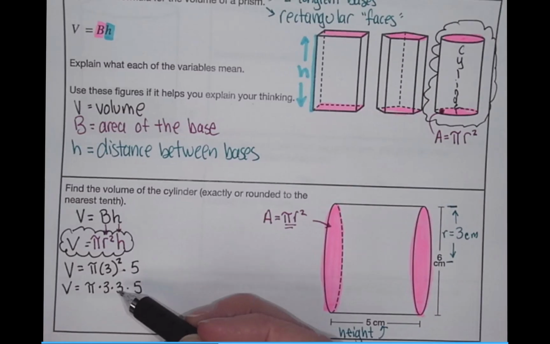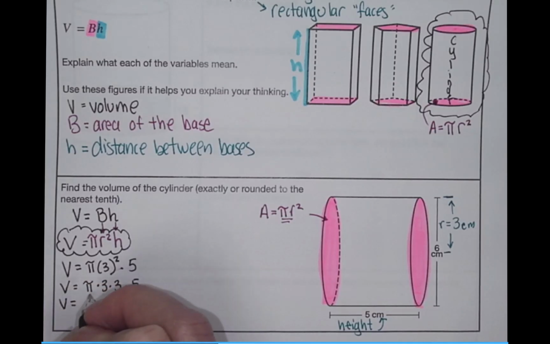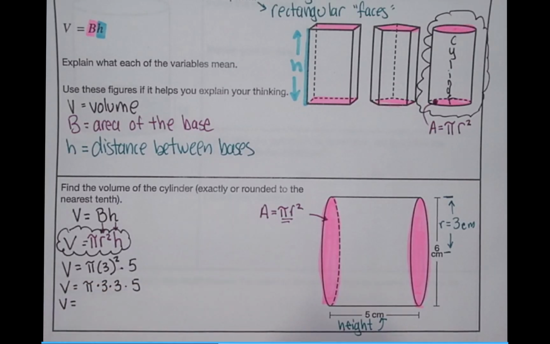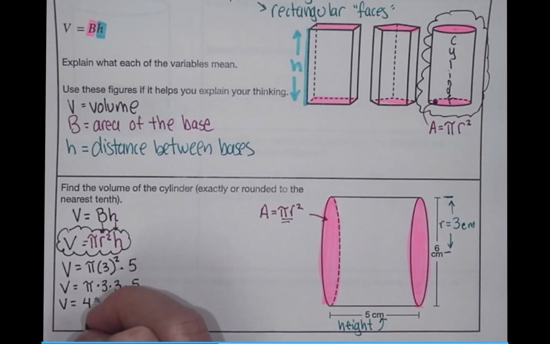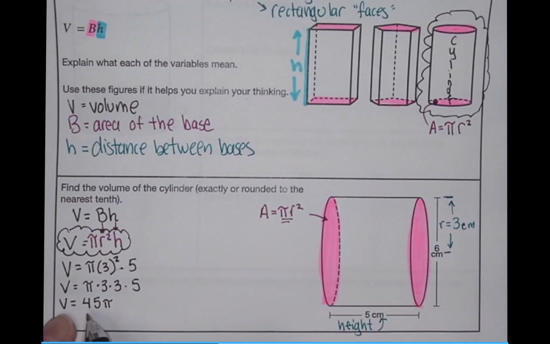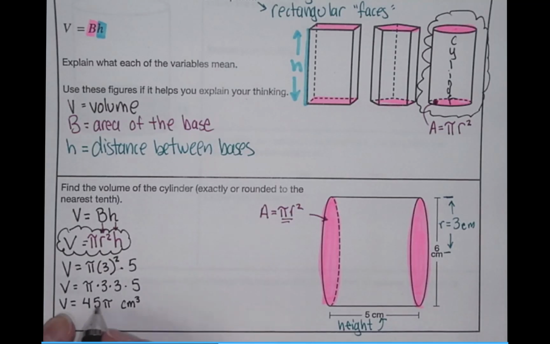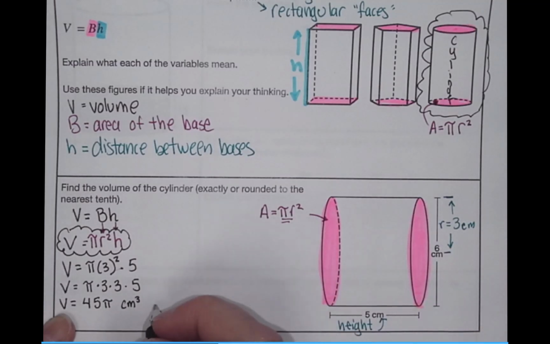And this is how most mathematicians will leave their work, and you'll see it all through this part of the unit. They don't write 3.14 for pi. In fact, they just multiply the numbers that they can. 3 times 3 is 9, and 9 times 5 is 45. And most mathematicians will say that the volume of this cylinder is 45 pi. I didn't round anything anywhere. I just left pi the way it was. And volume is measured in units cubed because it's a 3-dimensional figure. So this is the volume exactly.